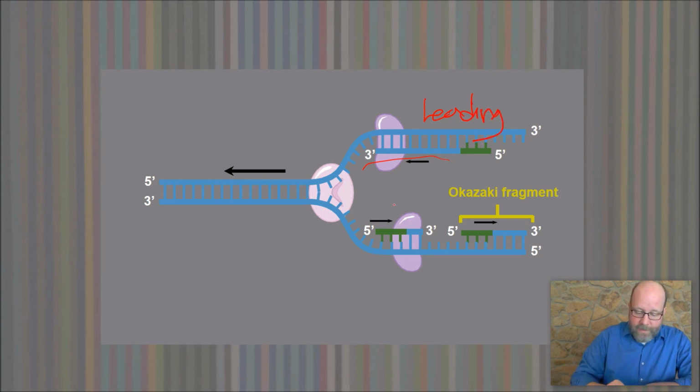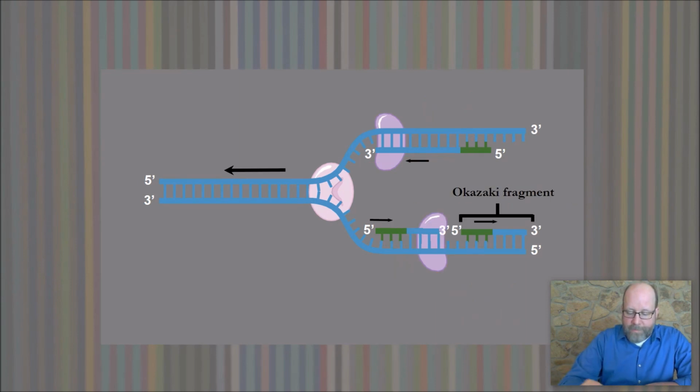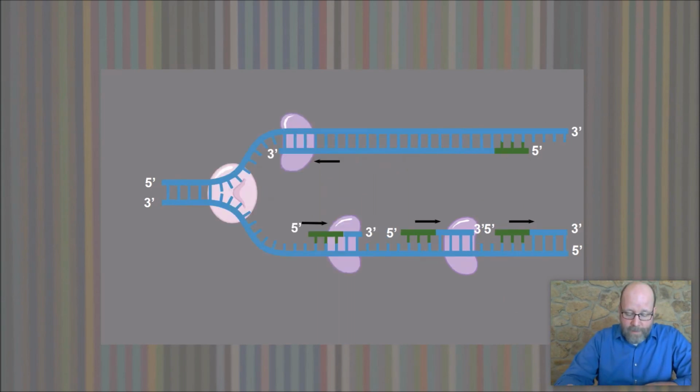But this guy, like I said, we needed another primer and we need another DNA polymerase to extend off of here. So we end up building it on this lagging strand. This one's called the lagging strand. We end up building this in fragments. And those fragments are called Okazaki fragments, named after the guy who discovered them. So we're going to build more and more Okazaki fragments on this lagging strand, and we're going to continue to extend that 3' on the leading strand.